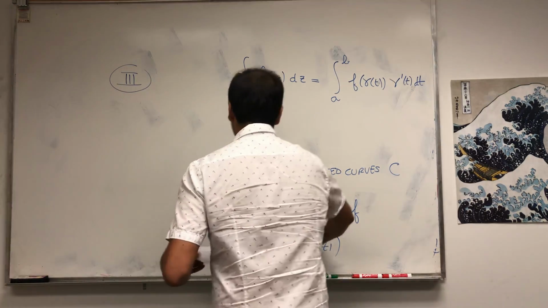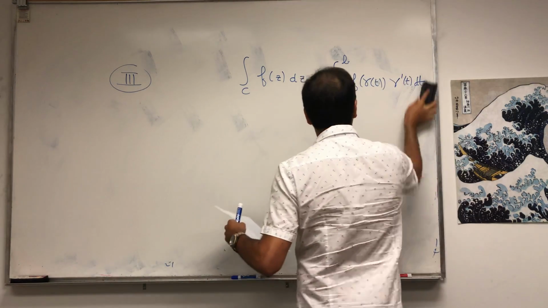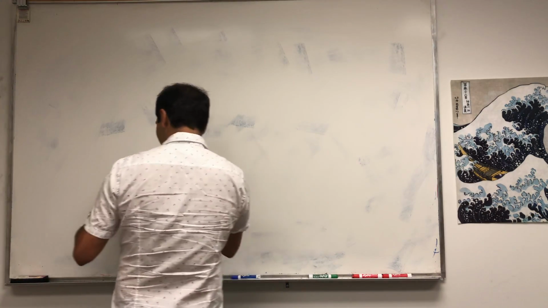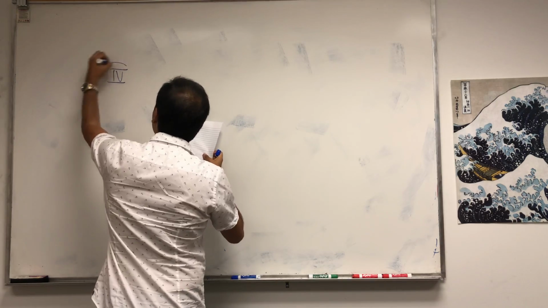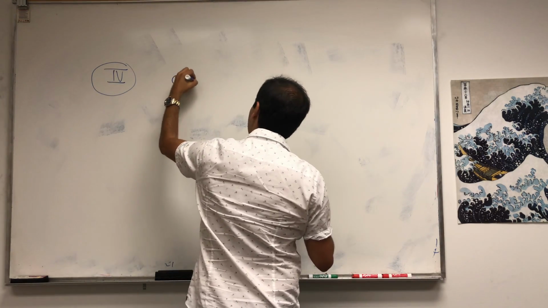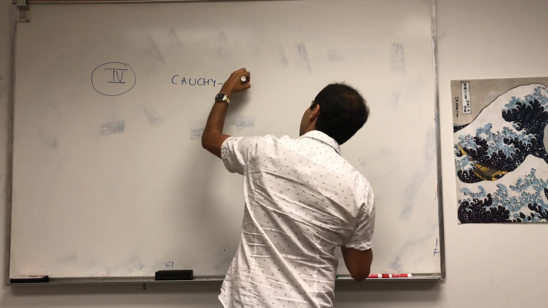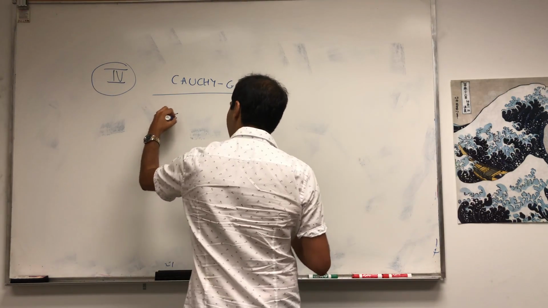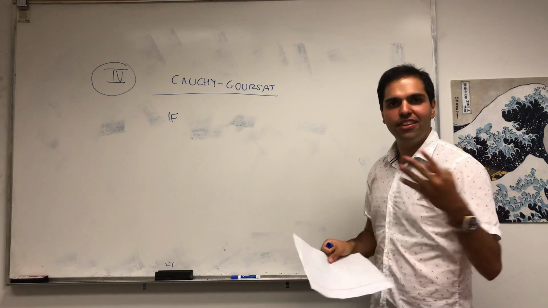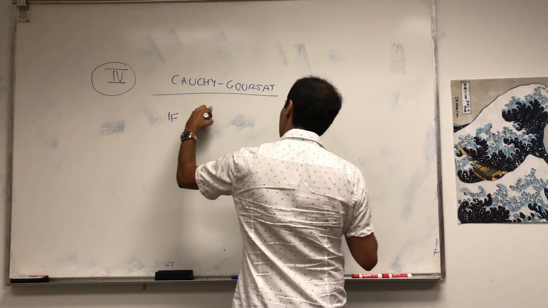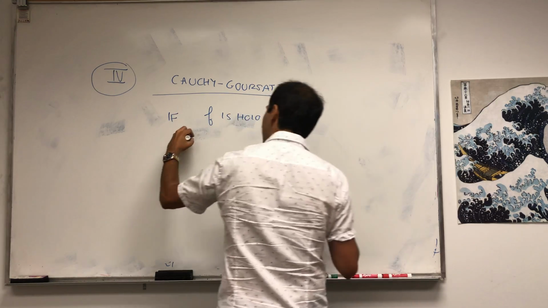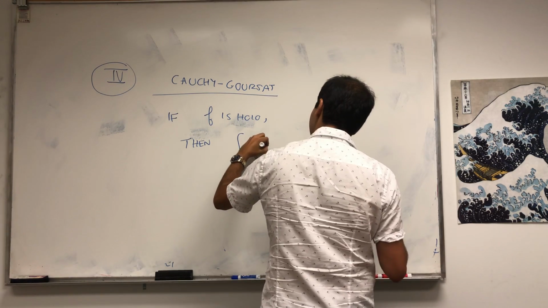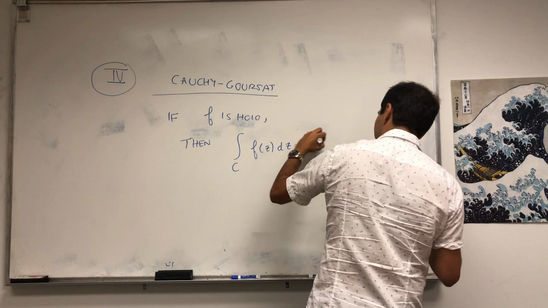Okay, and now that we've defined integrals, in the next chapter we discover the most important theorems about integration. Actually, there are two of them. One is called the Cauchy theorem. Saying so again, another easy way of saying it: if f is holomorphic, and C is a simple closed curve, then the integral over C of f of z dz is 0.